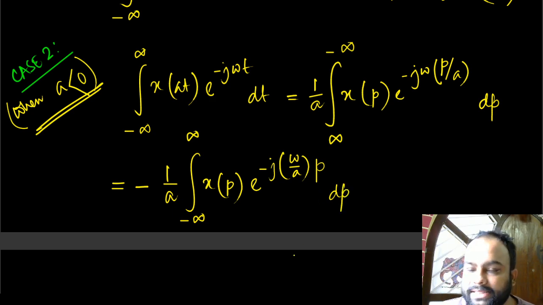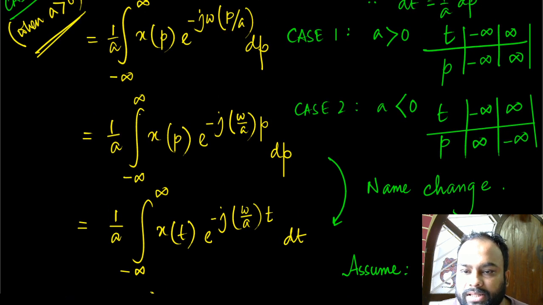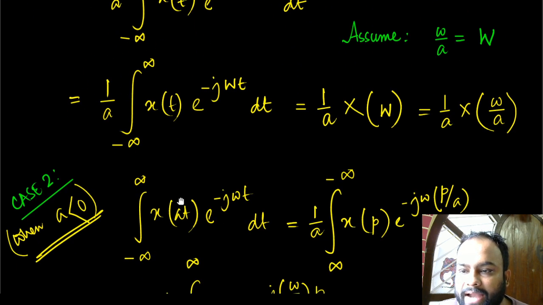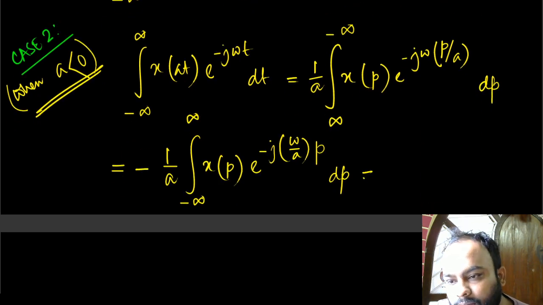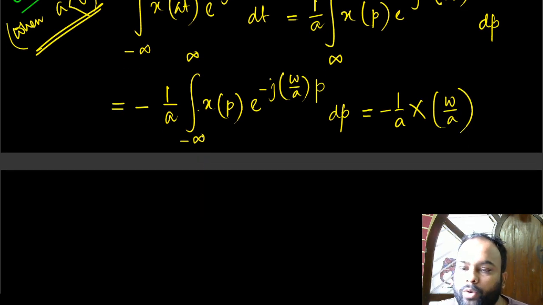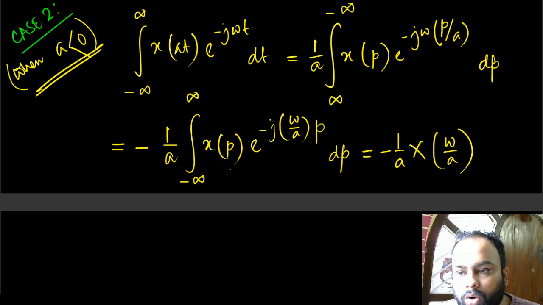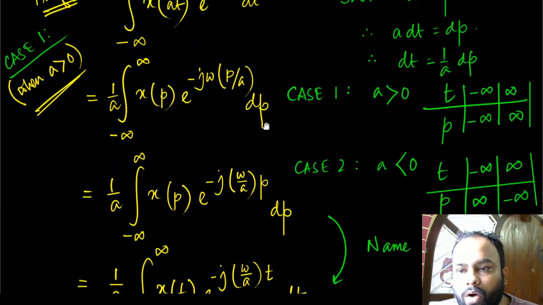I'm not prolonging this explanation any further because this is just like we did before. This is that same integral, and that eventually results in minus 1 by A times X of omega by A. We can do a name change here, replacing the variable with t, and replacing omega by A with capital W. Then I would write X of W as the result, where W is omega by A, and so is the result.